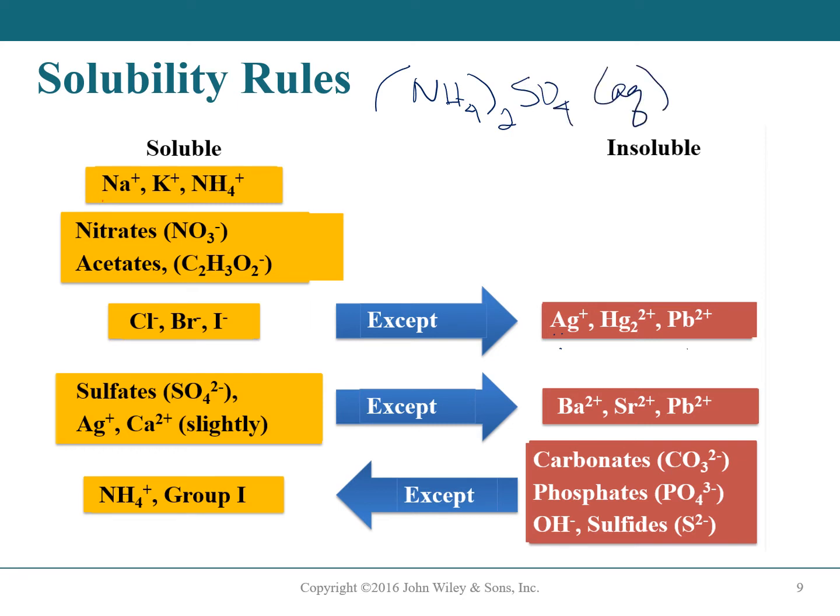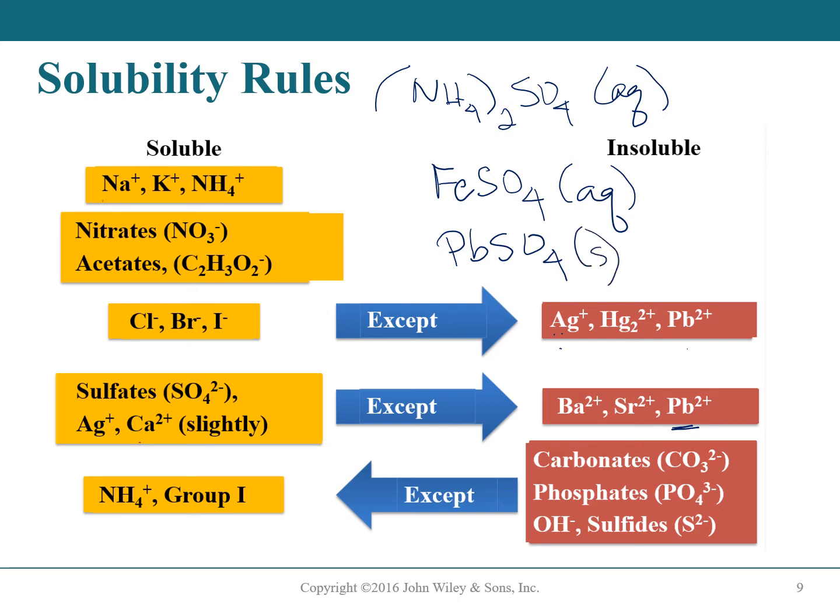But what happens if I gave you iron 2 sulfate? Well, sulfates are soluble. It's not any of these cations, so it's going to be aqueous. What happens if I gave you lead 2 sulfate? You take a look, say, oh, look, they're soluble. Oh, wait a second. Lead 2 is an exception. It's going to be a solid. All right, let's go to the next group.